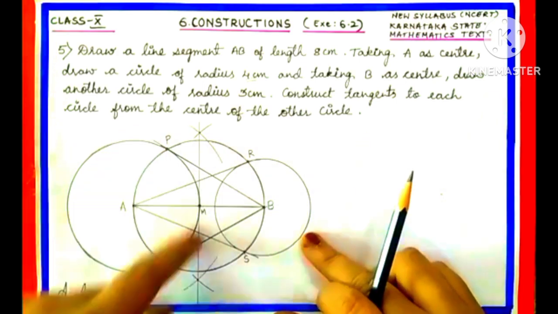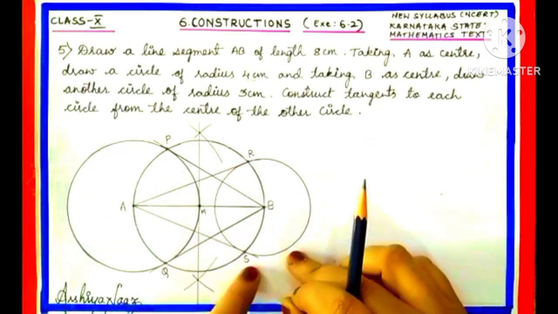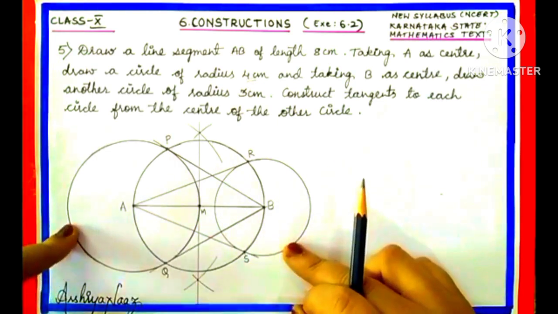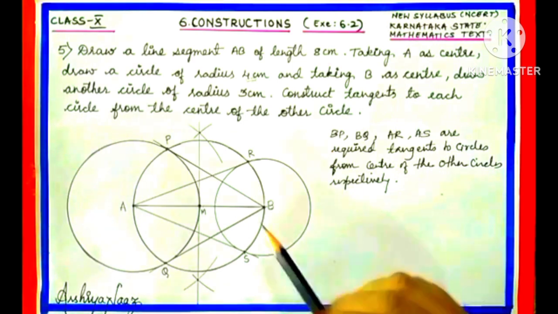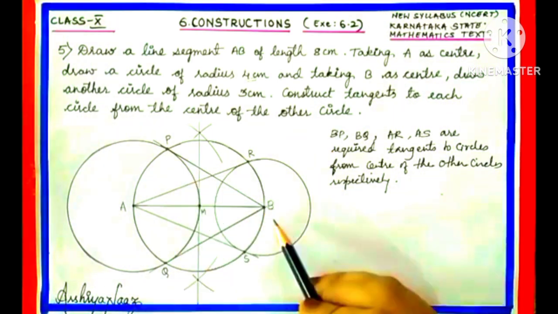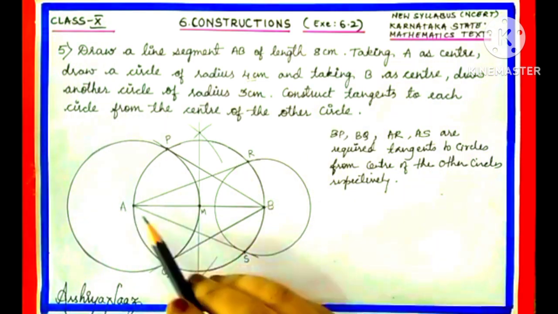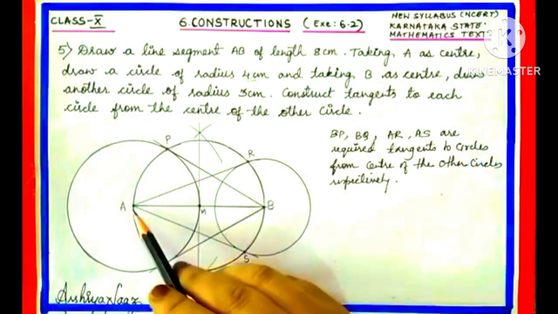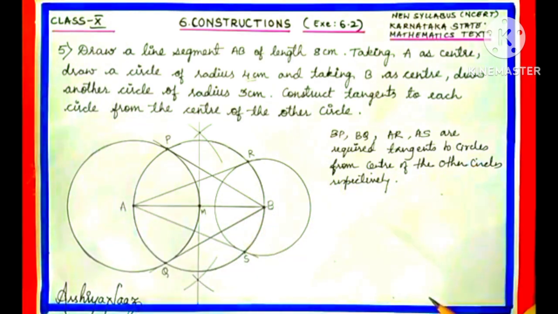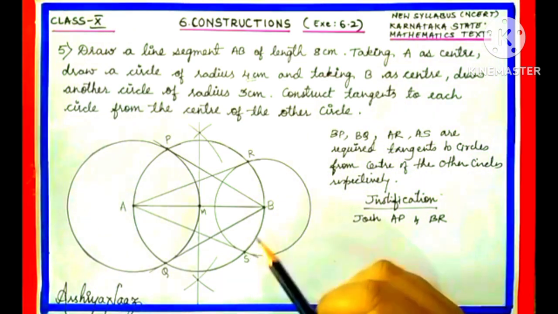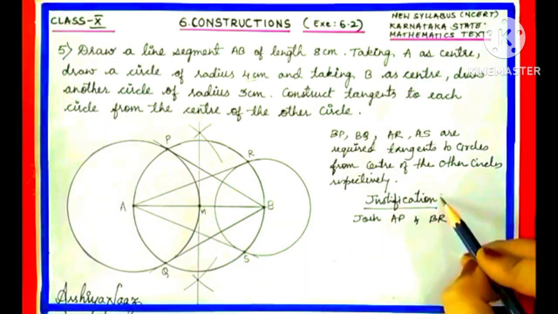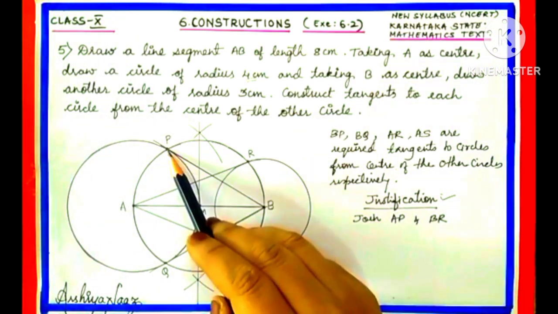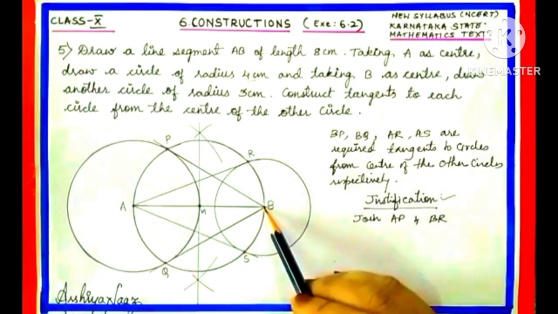This is the center of another circle. So AR and AS are two tangents to this circle from center of another circle. So now we have constructed four tangents: BP, BQ, AR, AS. These are required tangents to the circles from center of other circle respectively. Now we have completed the construction. Let us justify this. For this we have to join AP and BR.